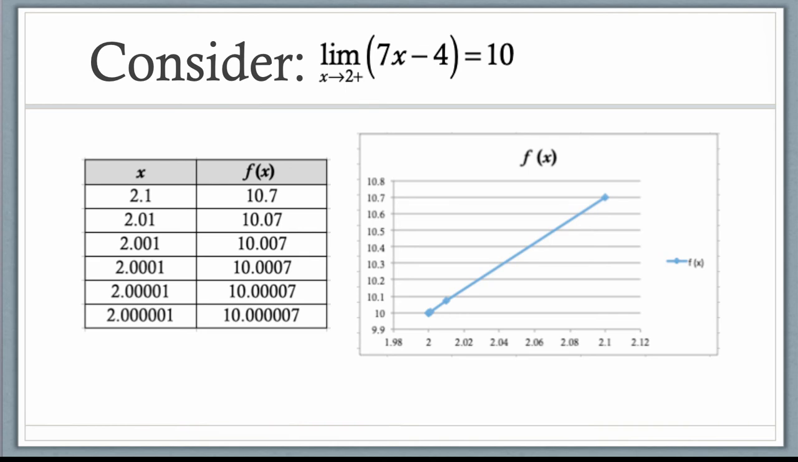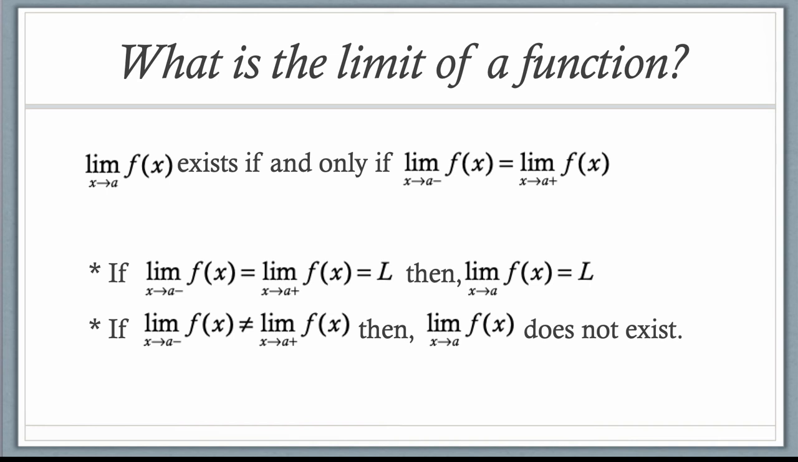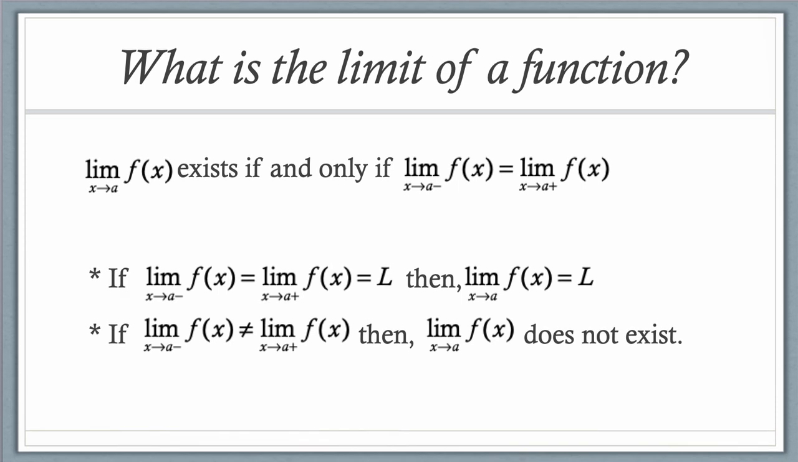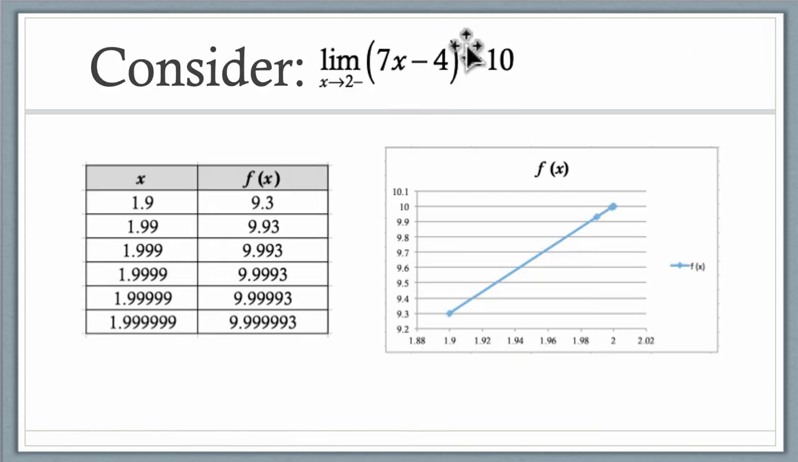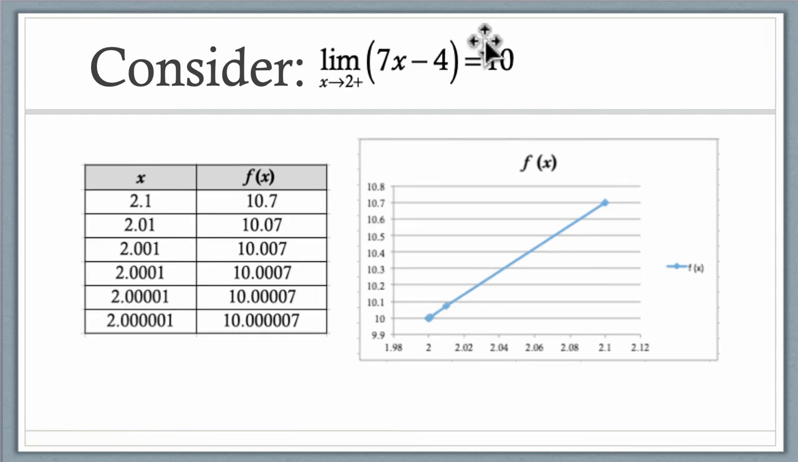So let's put these two concepts together. The limit as x is approaching a of a function exists if and only if the limit from the left is equal to the limit from the right. So what did we just see? We just saw in our example that the left side of this limit is equal to 10 and the right side of this limit is equal to 10. So we can safely say that the limit as x is approaching 2 of 7x minus 4 is equal to 10 because both of those limits gave us the exact same value.